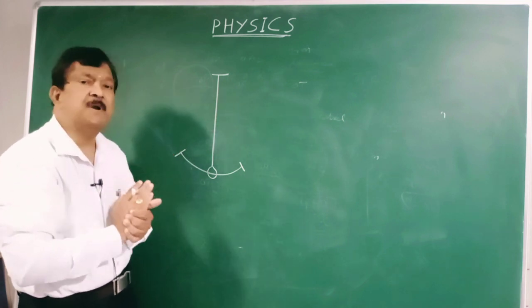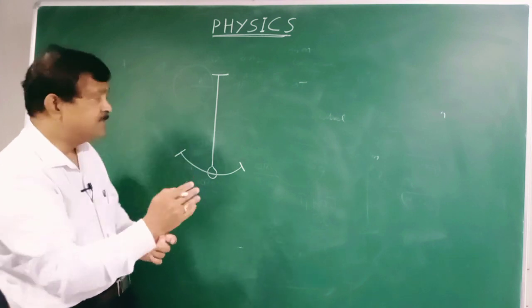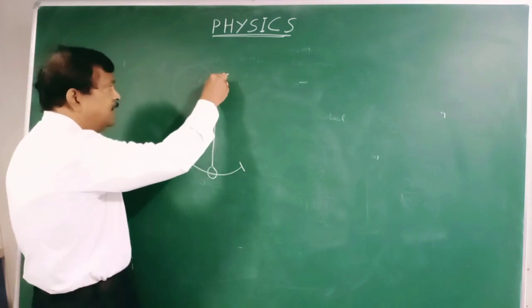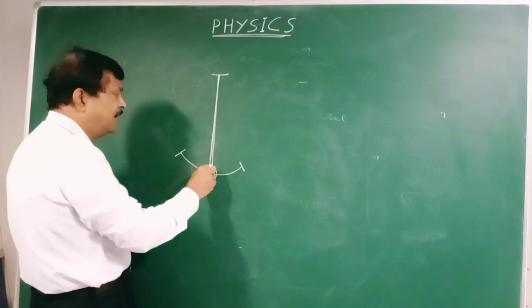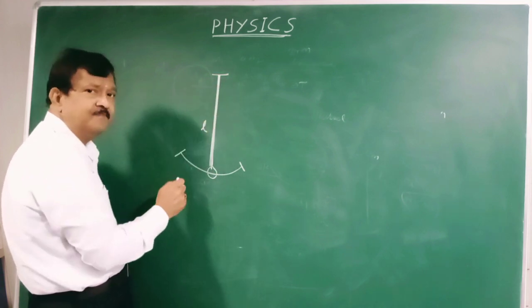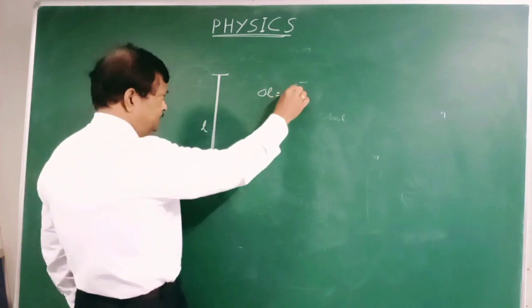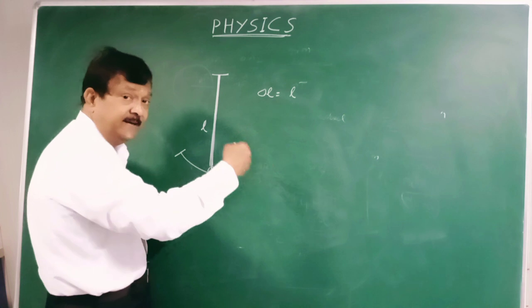So these pendulum clocks can give correct time only at a particular temperature, because if you take the length of this metallic rod, the pendulum rod, suppose it has a length L. When the temperature changes, there is delta L, an increase in the length or a decrease in the length.